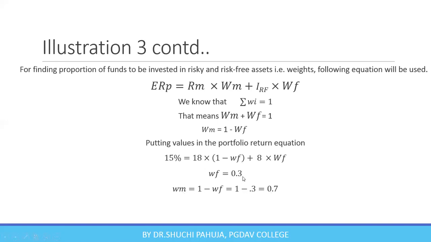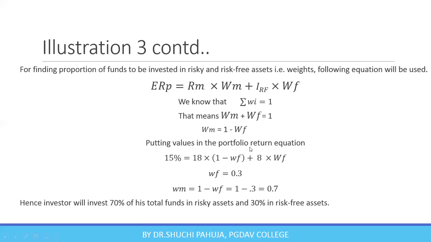That means if the investor invests 30% of his funds in risk-free securities and 70% of his funds in risky securities, he can get a return of 15% on the portfolio. What kind of portfolio is this? This is a lending portfolio. The reason being, you are investing 30% of your funds in risk-free assets. This is known as lending in CML. So a portfolio where lending is there is known as a lending portfolio.